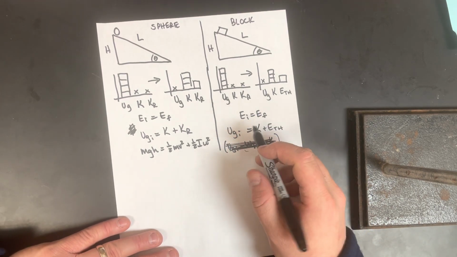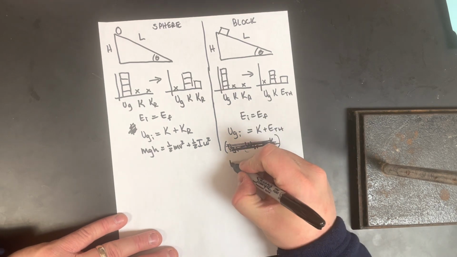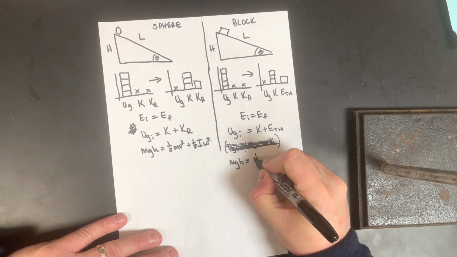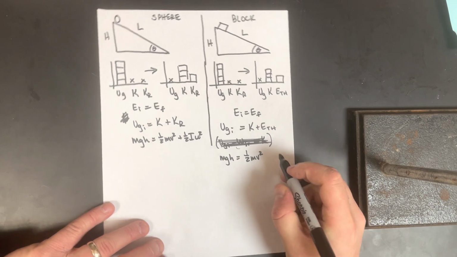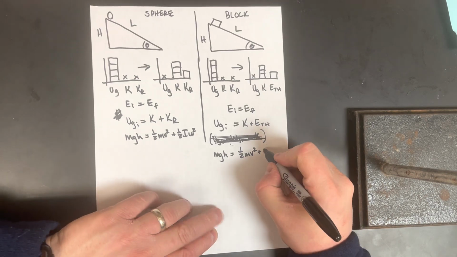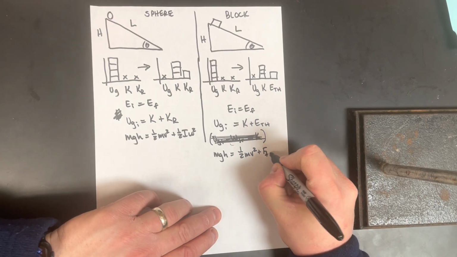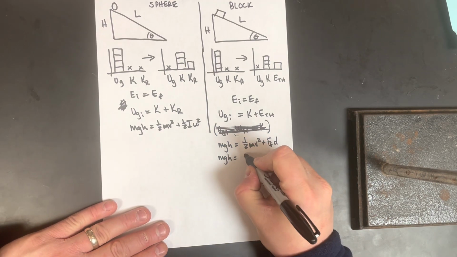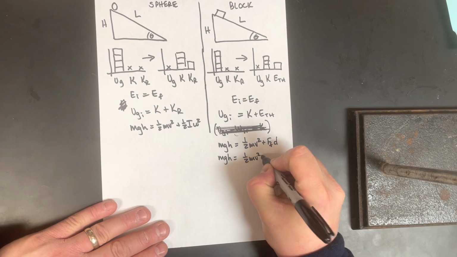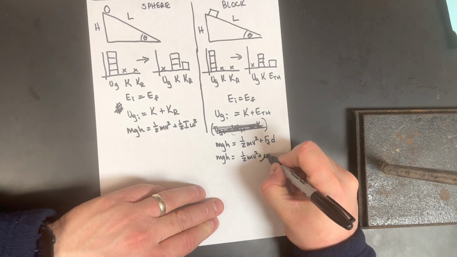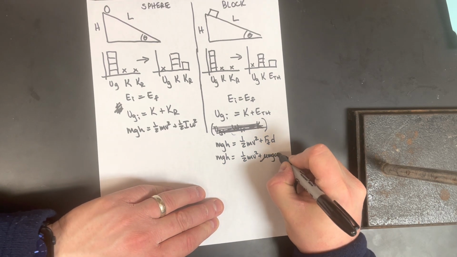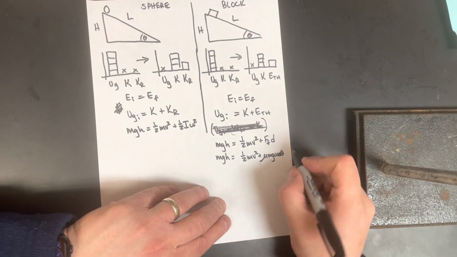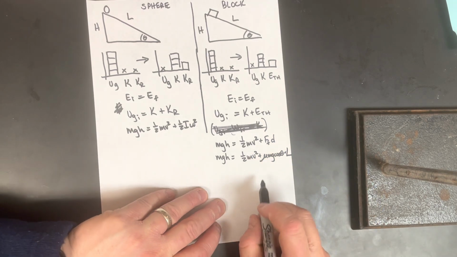So finishing up the block equation, I'm going to have mgh equals 1/2 mv squared plus thermal energy, which is force of friction times distance. And then I could also do mgh equal to 1/2 mv squared plus mu mg cosine theta, that's the force of friction on a ramp, times the distance on a ramp, which is L.